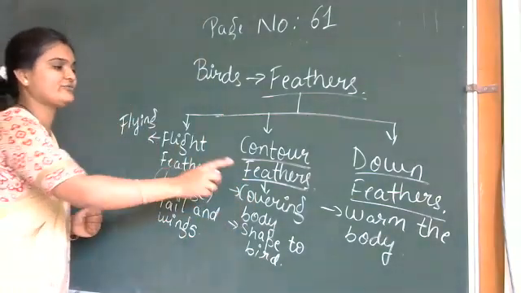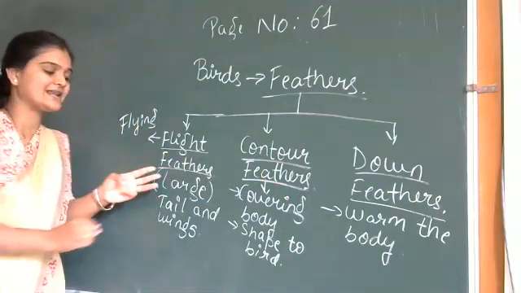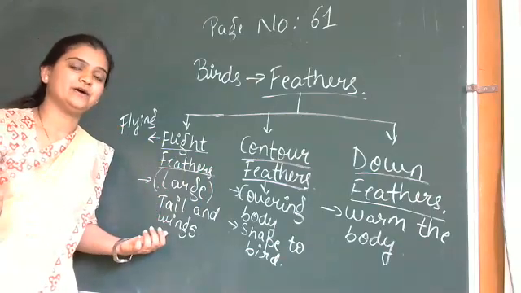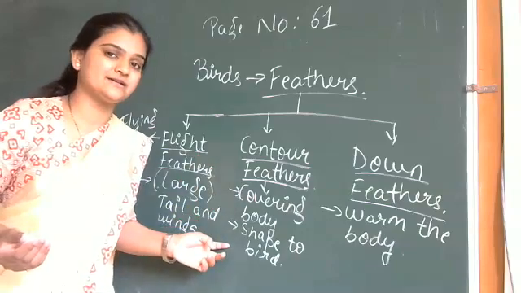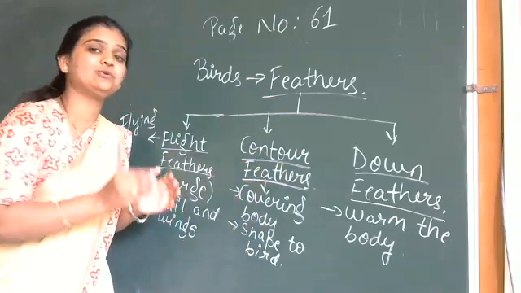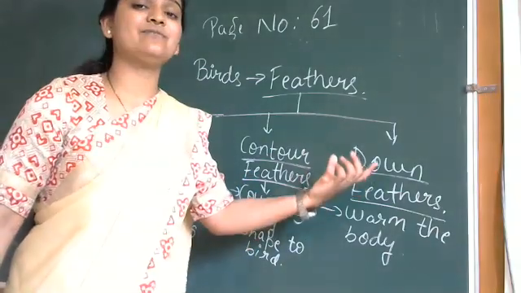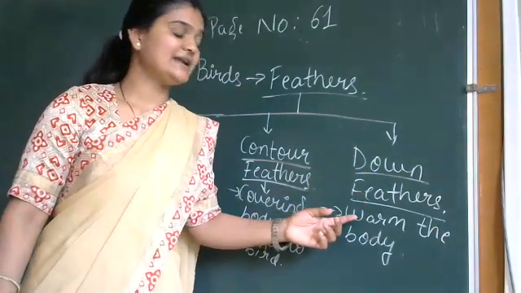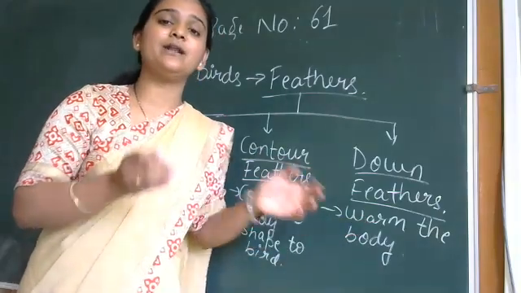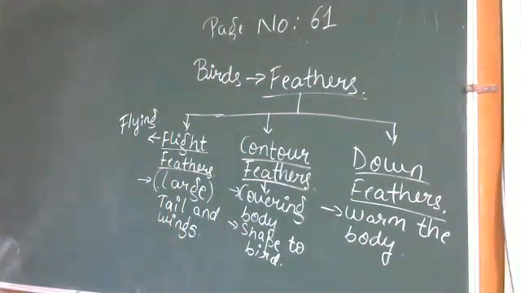You should know each and every function of the feathers. There are three types of feathers. Flight feathers are large in size and are found in the tail and wings of a bird. The second one is contour feathers. Remember like this: contour, covering the body and giving shape to the body. The last one is down feathers. Down feathers are very close to the body of a bird and are helpful for keeping the body warm. Whenever it is very cold, they help keep the body warm.